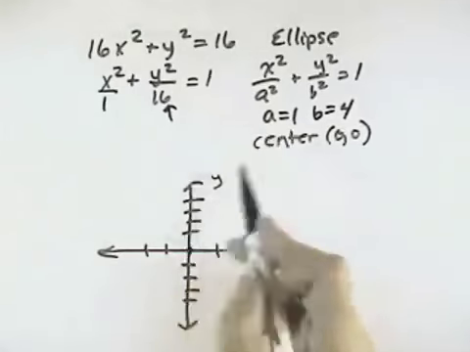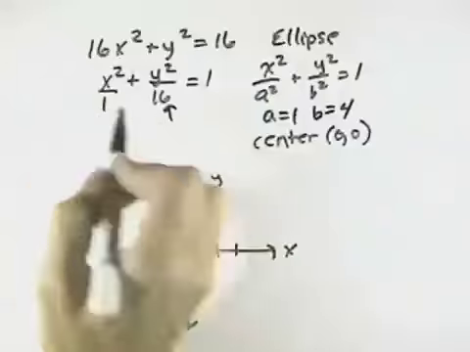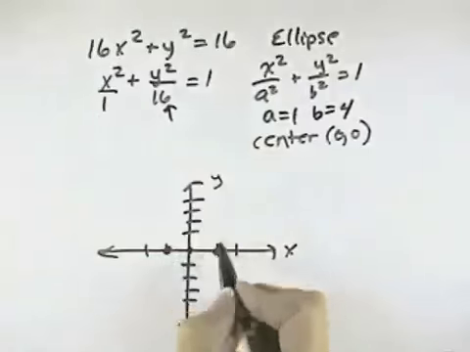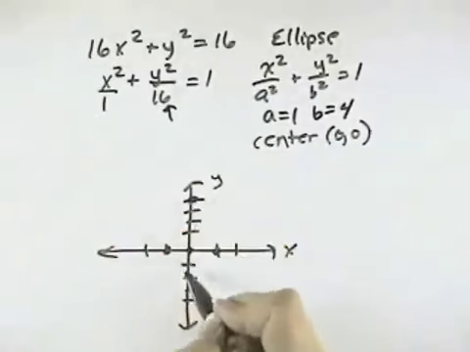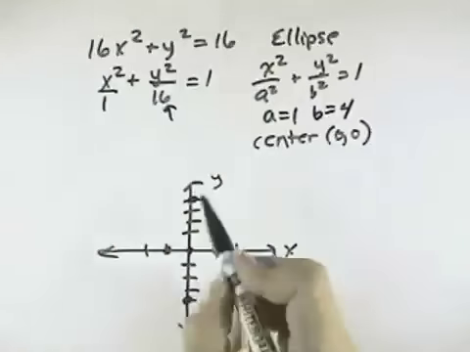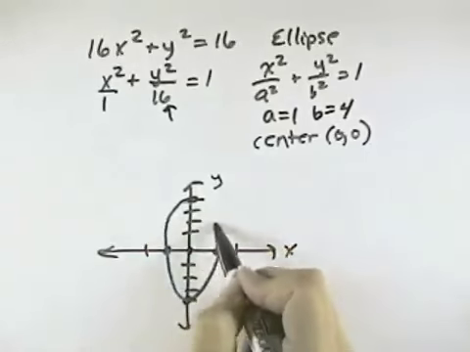And we can count a units up. A units is your x. So we go 1 unit to the left and to the right for an ellipse. And now b is 4. So we go 4 units up and down so that our ellipse will flow smoothly through these points.